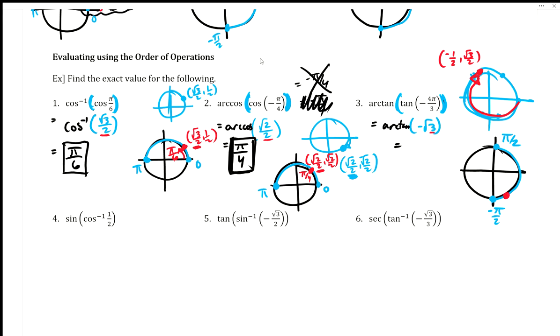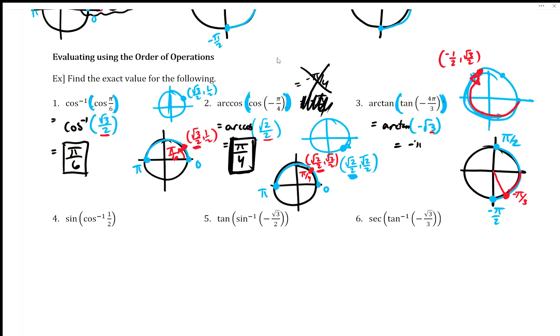I see 1, 3 only. So that means I should have something with a 3 in the denominator. Was a nice little trick we discovered. And so that puts us at negative pi thirds. Okay, so arctan of negative radical 3 is negative pi thirds.